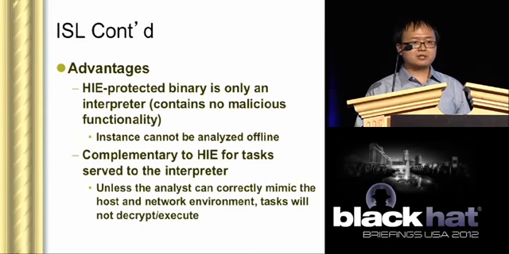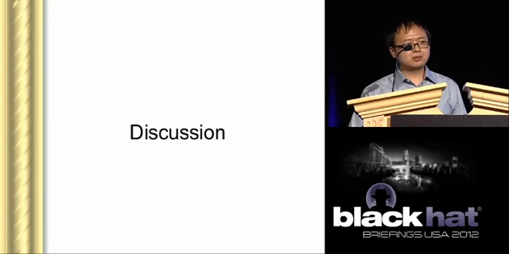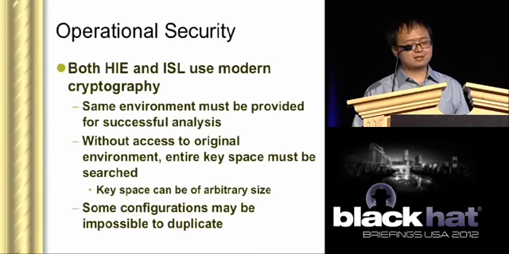And because this configuration is controlled by attackers, they can choose an arbitrary combination of information and how much information to include. This configuration space can be arbitrarily large, which means searching through it may not be feasible. To make things worse, some configurations, like network ID, may be impossible to duplicate.